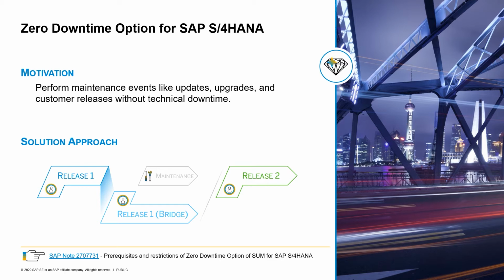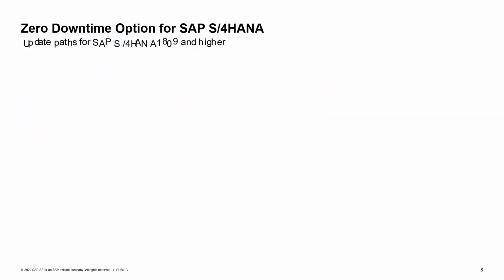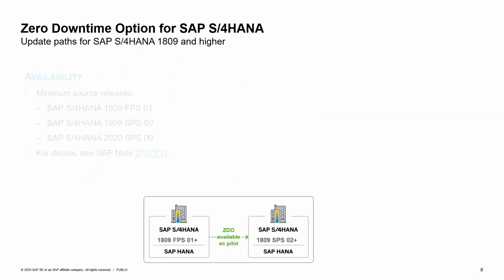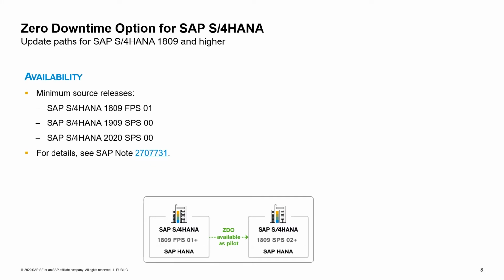You can find more information on all the prerequisites and restrictions in the main SAP note 2707731, which is also listed down below on the slide. This note will show up several times during my presentation. Now, we started already with 1709, right? In order to simplify the path, I'm going to start here with the 1809 release.